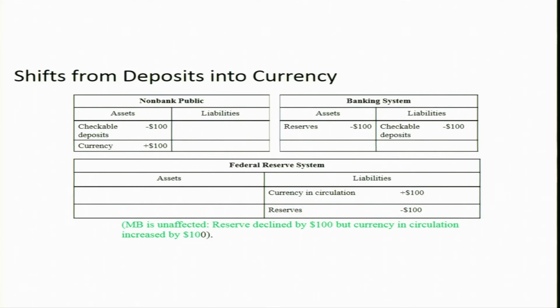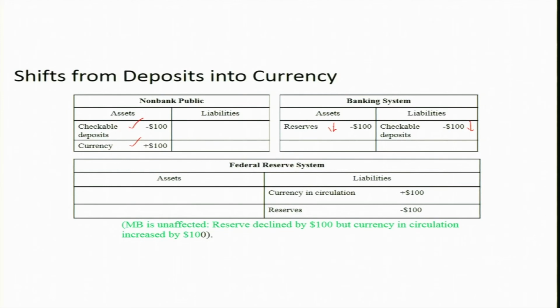The non-bank public withdraws, so checkable deposits decline, which means currency in circulation increases. In the money supply, we can see that the deposit component declines and the currency component, C, increases. In the banking system, reserves have declined, and there is also a decline in the checkable deposits.